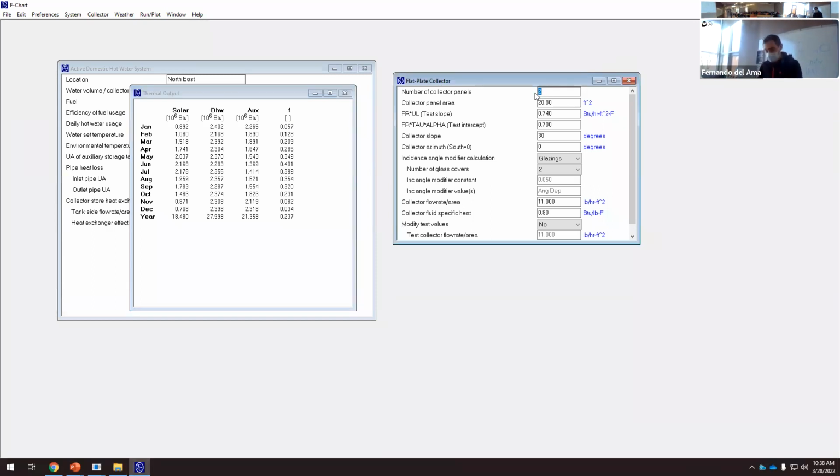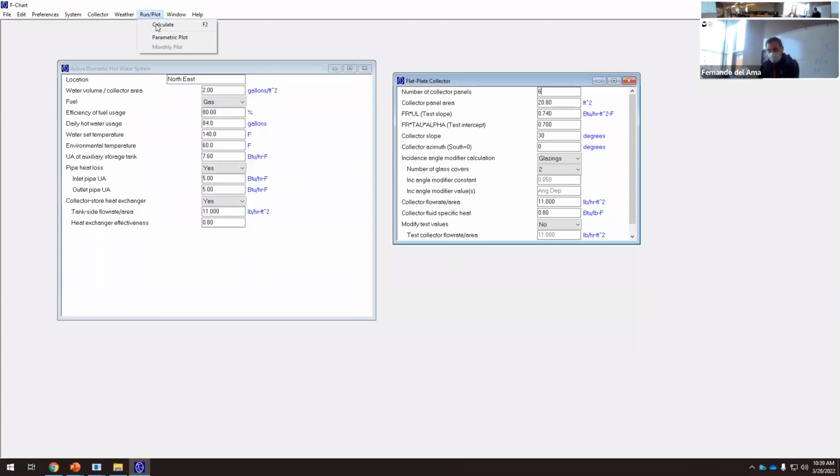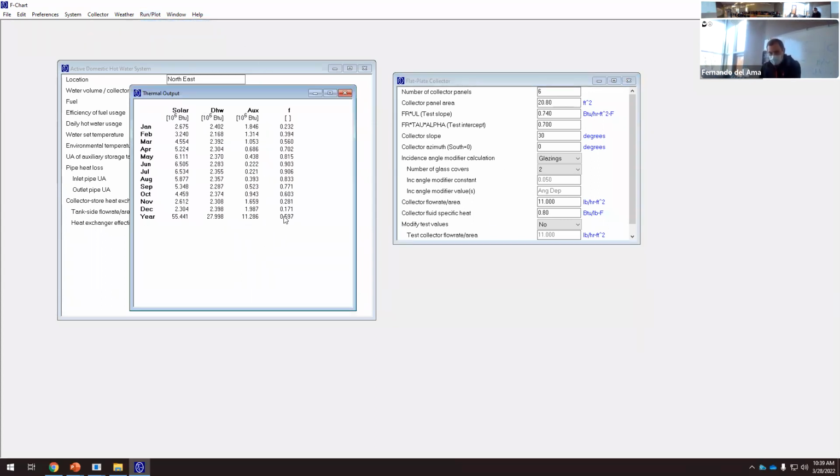Let's move it to 5. Let's run again. Okay, so if we have 5 collectors, now, okay, it's not bad. So the yearly value is 0.5. This number should be 0.6. So 5 collectors is not enough, let's try 6 and calculate again. Okay, so now it's 0.59.